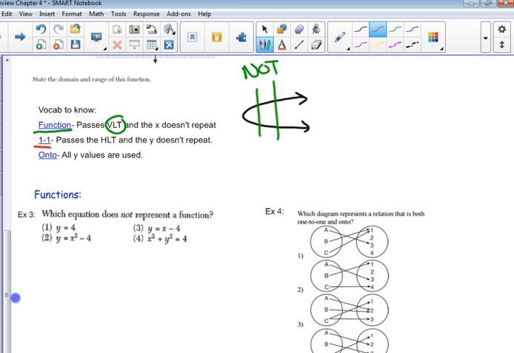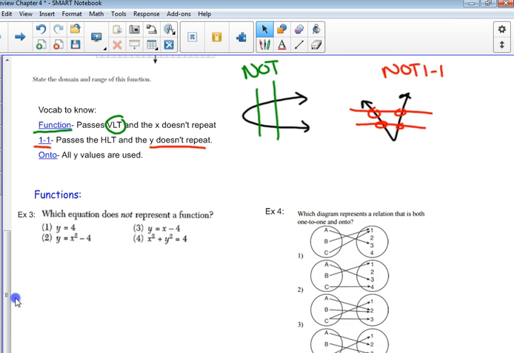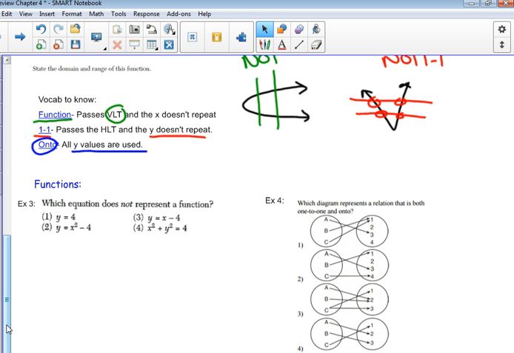Similarly, 1-to-1 means it passes the horizontal line test. So if we had something like an absolute value, and we tried to do the horizontal line test here, this would not be 1-to-1 because it touches twice. And then 1-to-1 means a y-coordinate can't repeat. It's kind of the total opposite of what a function is. The one that's been on a bit lately is the idea of onto. Onto means all the y-coordinates are used. So just some key vocab that we need to make sure you guys know.